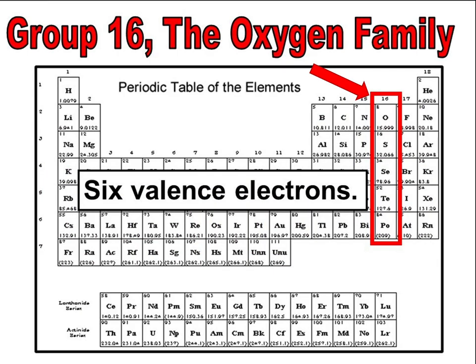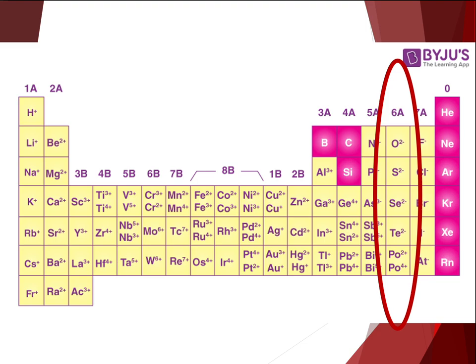The atoms of group 16 elements, like oxygen, sulfur, selenium, and tellurium, have 6 valence electrons. These atoms tend to gain 2 electrons, so the ions of these elements tend to have a charge of -2.